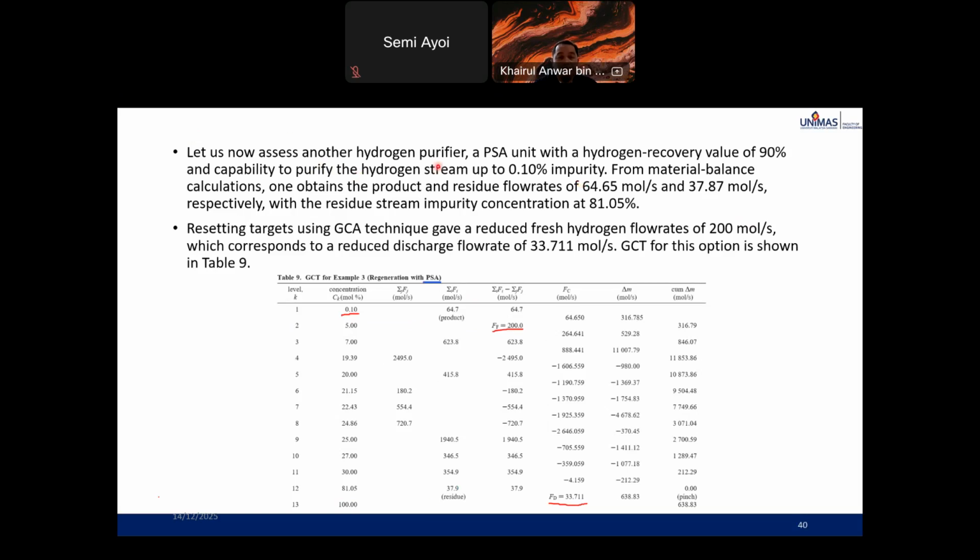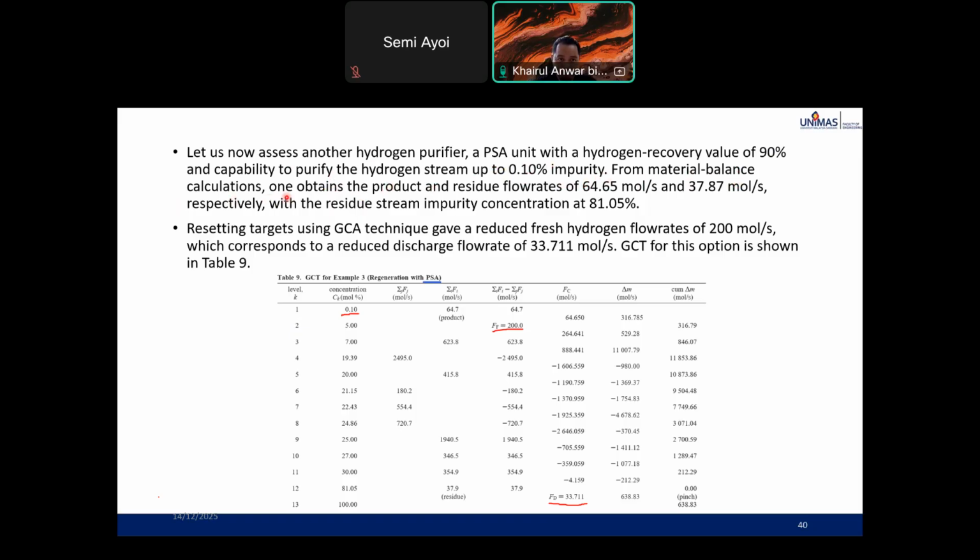Let us assess another hydrogen purifier, a PSA unit, with the hydrogen recovery value of 90%. This is lower than the membrane, but the purity of the hydrogen is up to 99.1%, which is very, very good compared to the membrane.